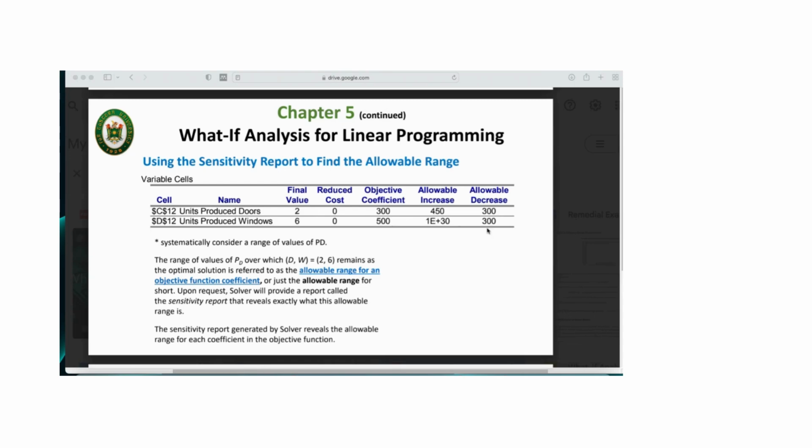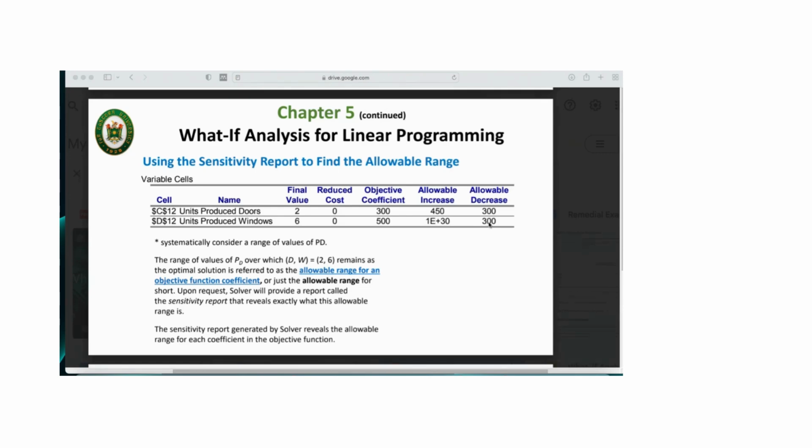Okay, but if we violate this one, if we decrease beyond 300, let's say, by 350, the 500 minus 350 will be 150. So when this becomes 150 with this unchanged, what happens to the optimal solution? It will change. It will no longer be optimal at 2 and 6 because we have gone beyond the allowable decrease. How about we decrease it by 200? Is 200 within the allowable decrease? Of course, it's still within the allowable.